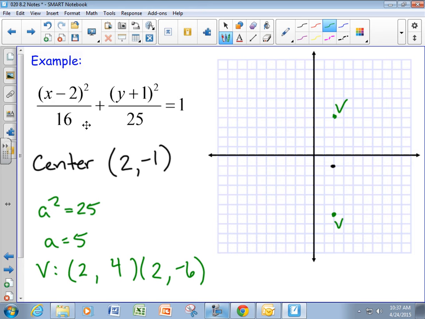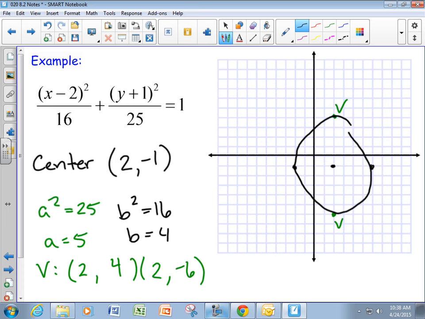Co-vertices are based off of the b value, so my b squared is equal to 16, therefore my b is equal to 4, so I'm going to go 4 in each direction. And have my co-vertices, and I could draw my ellipse at this point. Yep, not looking the greatest, but we'll just deal with it for now.